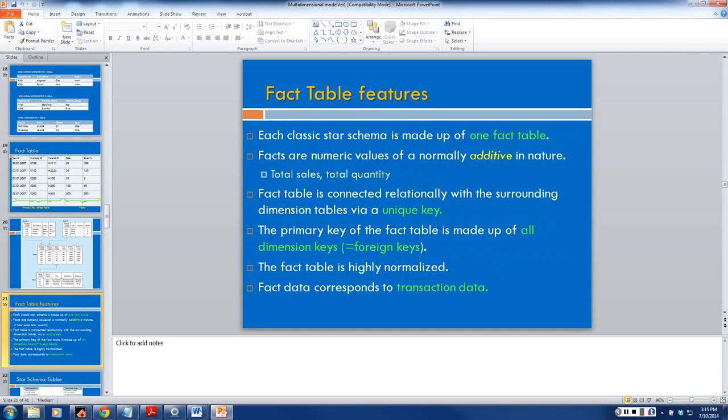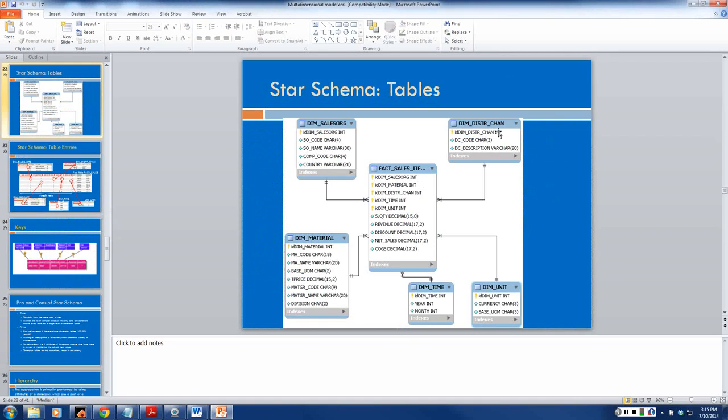dimension tables. One of the important factors of a fact table, as I told you, is it must hold some numeric values. Otherwise, how are we going to analyze it? So generally, these numeric values are additive in nature. That means there is a way to add or sum it up. So we often use total sales or total quantity to represent facts. Okay, so now I'm going to show you first how to create a fact.